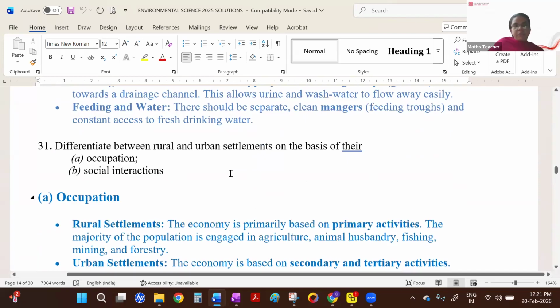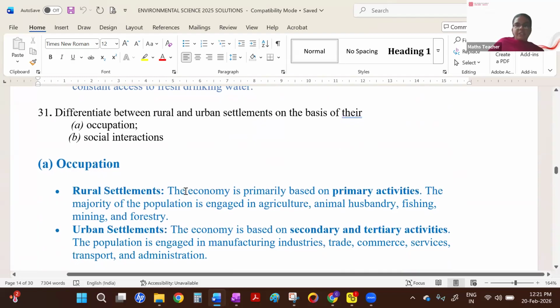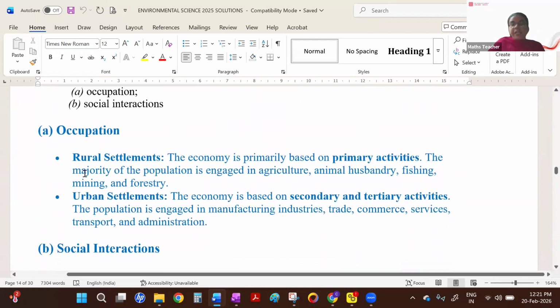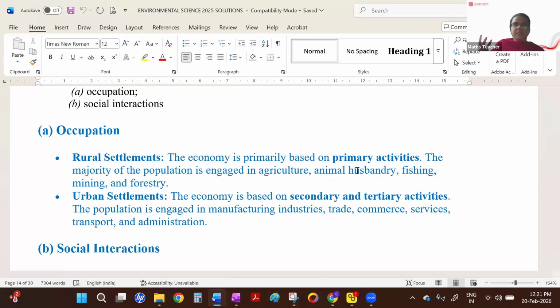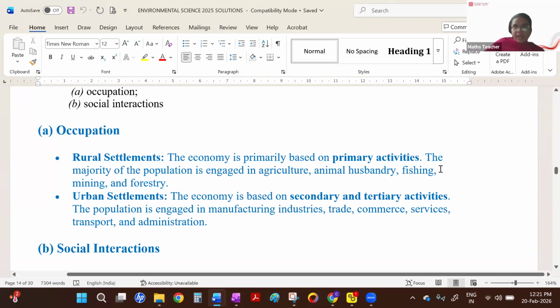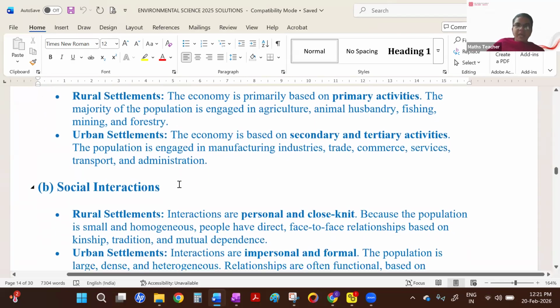Then differentiate between rural and urban settlements on the basis of their occupation and social interactions. Occupation. In rural settlements, what would be the major professions of people living in rural areas? Most of them would be engaged in agriculture, right? Either agriculture or agriculture related occupations, like agriculture, animal husbandry, fishing, mining, and forestry. These are the major occupations.